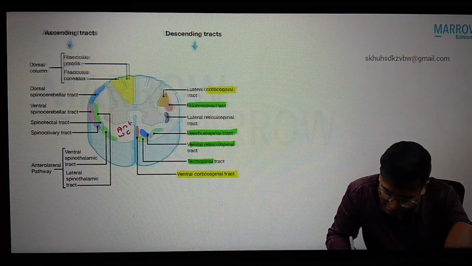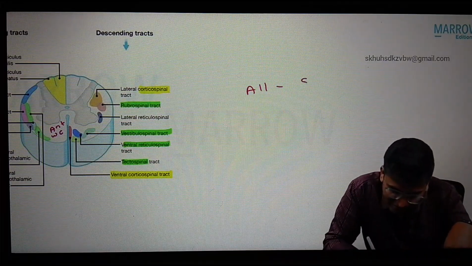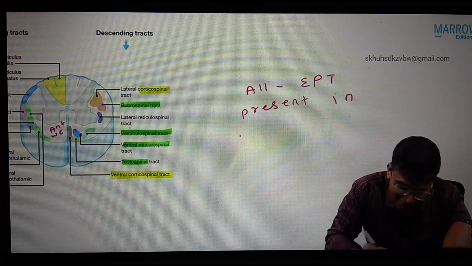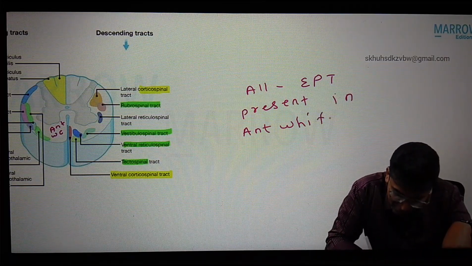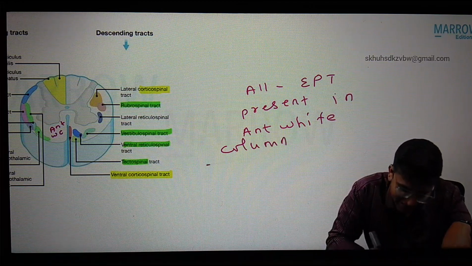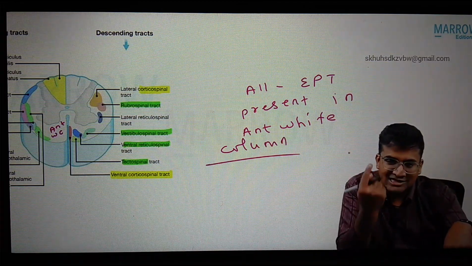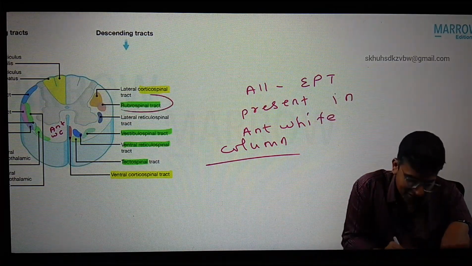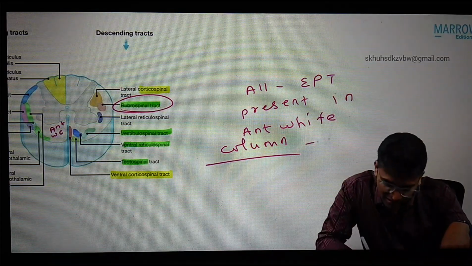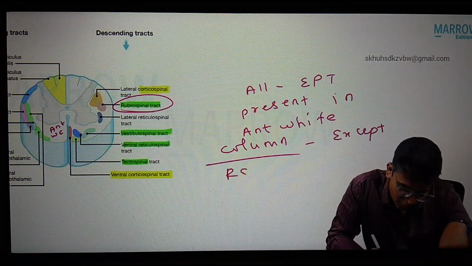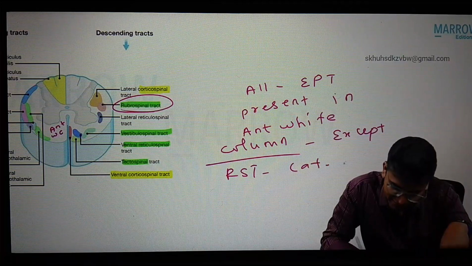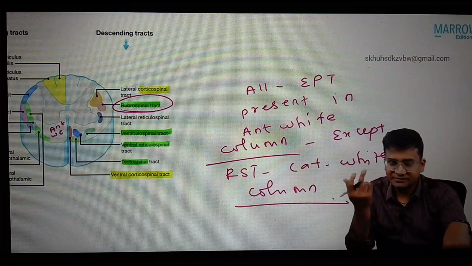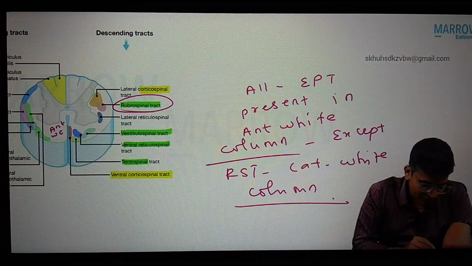So please write: all extrapyramidal tracts are present in the anterior white column except one tract. See the diagram and tell me. Only one extrapyramidal tract is present in the lateral white column. What is it? Very good. It is the rubrospinal tract, which is present in the lateral white column. Shall we proceed? Now, next one.